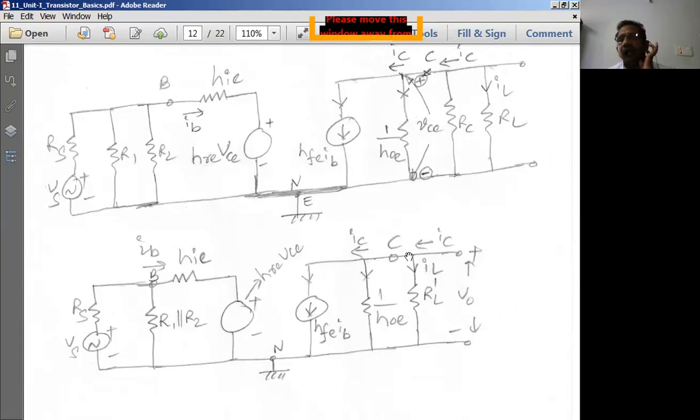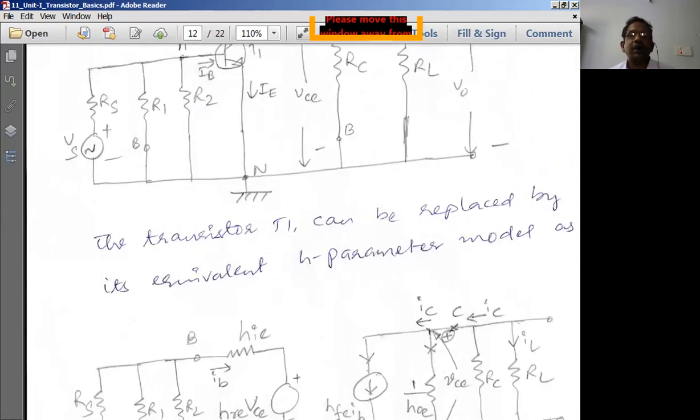Now how is the current actually flowing? The input current is coming like this and going into the emitter, to ground. From ground, the output current is flowing like this. Some part of the current flows to the collector terminal, some goes to the load resistance and comes to the ground, and once again from ground to the input the current flows. This is the current flow direction. For a current to flow, there should be a closed loop path.